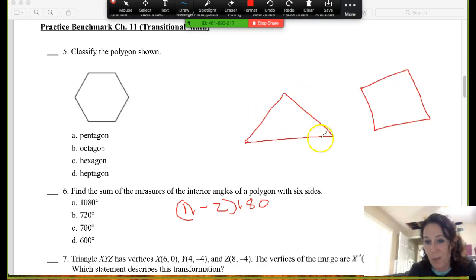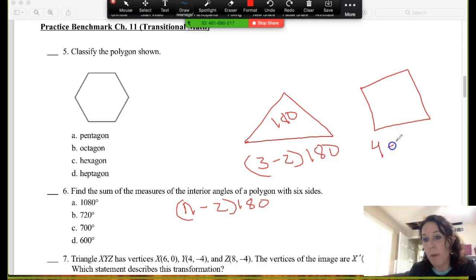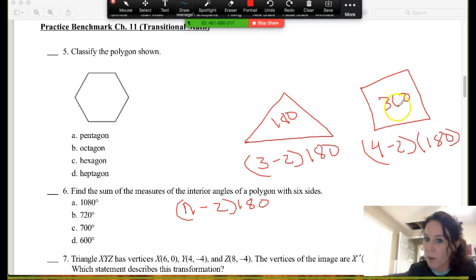With triangles, there's 3 sides. So you would go 3 for the number of sides minus 2 times 180. Well, 3 minus 2 is 1, and 1 times 180 is 180. 4 sides, you would go 4 minus 2 times 180. Well, 4 minus 2 is 2, and 2 times 180 is 360. So it works even for the ones you already know.